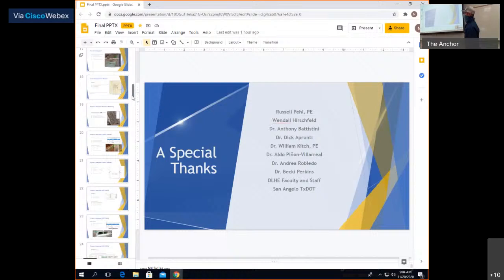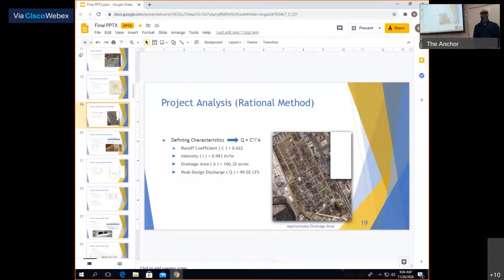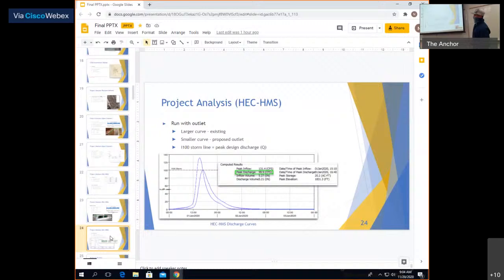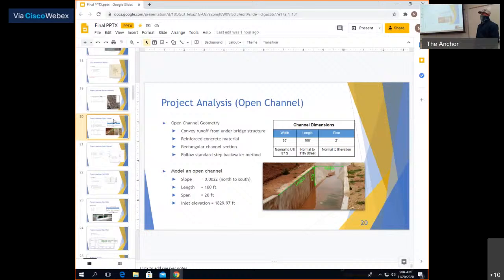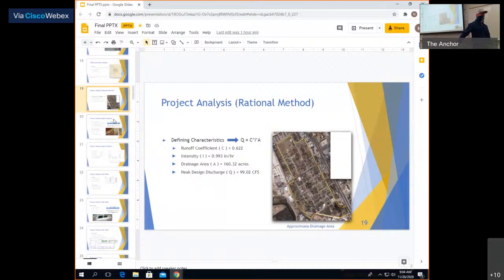Yes, the question was for the HMS method, there were two different runoff curves. Not even that. Before you go to the HMS, you already had calculated the peak flow with the rational method. Oh, yes. The calculation for the rational method is outlined by the I-100 storm line. You go back to that. No, you're right there. You can see the 99. Okay, yeah. That's what we calculated for the rational method.